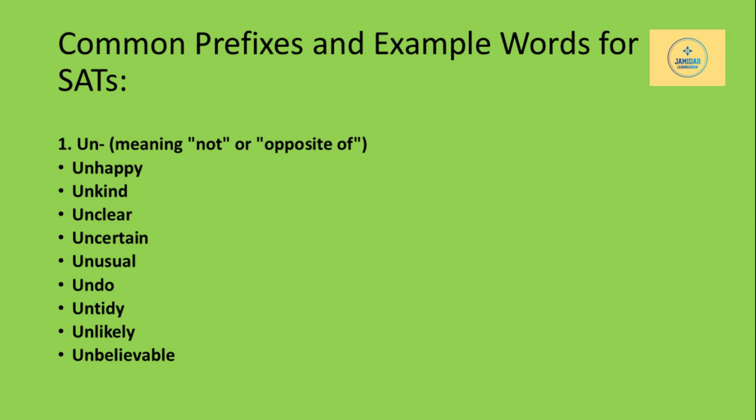The prefix un means not or opposite of. Here are some example words: unhappy, unkind, unclear, uncertain, unusual, undue, untidy, unlikely, and unbelievable.